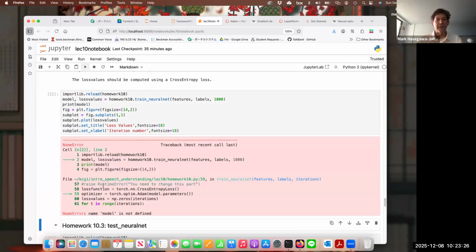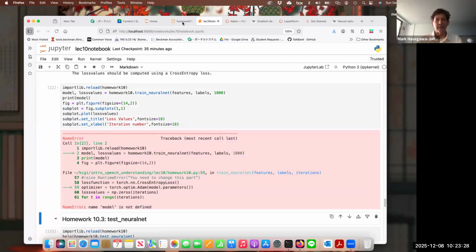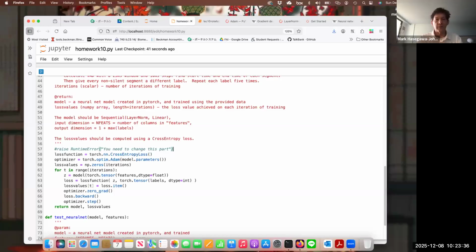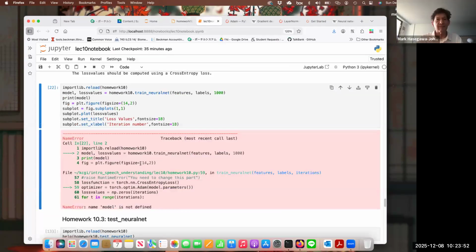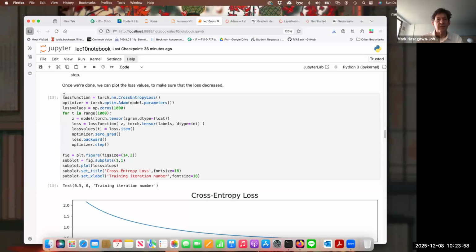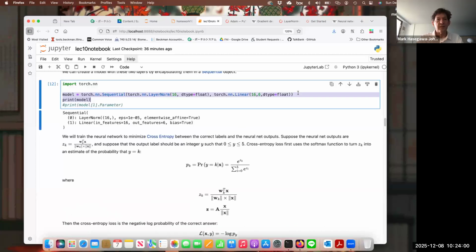The name model is not defined. Oh, I needed to create the model to begin with. The model was equal to torch neural network sequential with a torch neural network layer norm. Let's go look it up. We had torch neural network sequential with a torch neural network layer norm and a torch neural network linear.